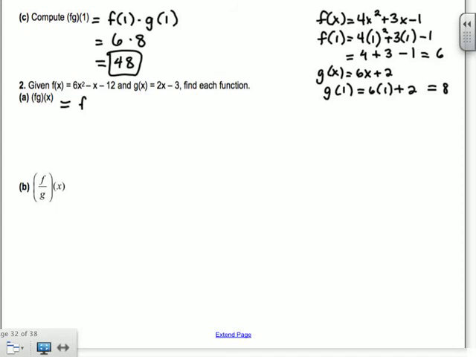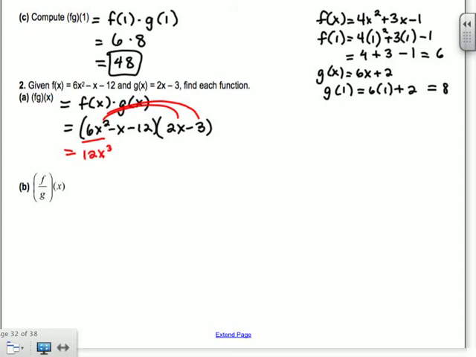All right, so if I have f times g of x, so that's just f of x times g of x. So this time we don't have a number. It's not like f of 1 times g of 1 like the last one. So we still have x's. So we're going to have our 6x squared minus x minus 12 multiplied by 2x minus 3. So just like last semester when we multiplied polynomials. So I'm going to take 6x squared and I'm going to multiply it into both things over here. So I get 6x squared times 2x is 12x cubed. 6x squared times negative 3 is negative 18x squared.